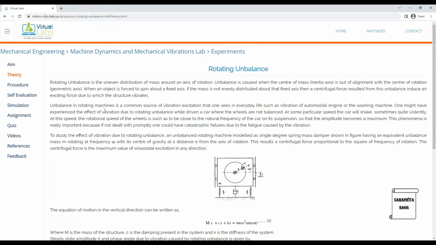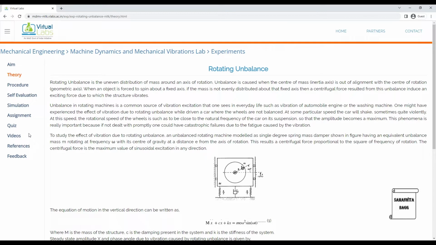Unbalance in rotating machines is a common source of vibration excitation that one sees every day, such as vibration of an automobile engine or the washing machine. So this is very common. If something is not moving about a particular axis, but it is moving about some other axis which is unexpected and eccentric to the geometric axis of the body, then obviously you will see that there is some unbalanced force which will cause vibration.